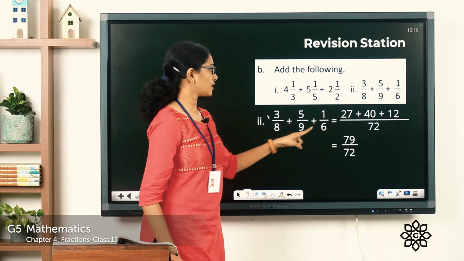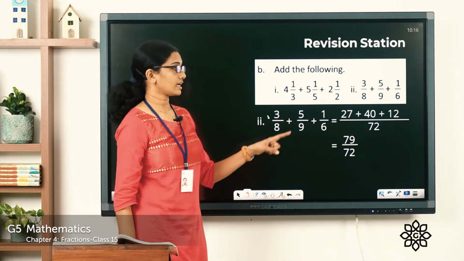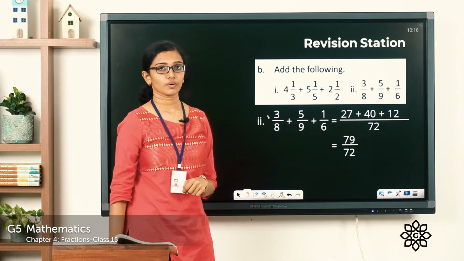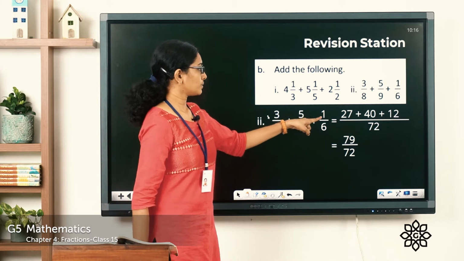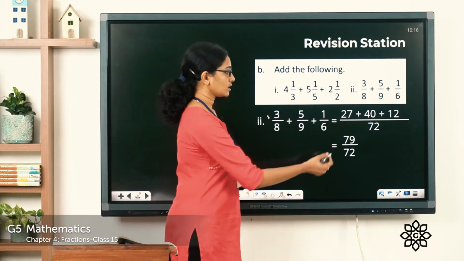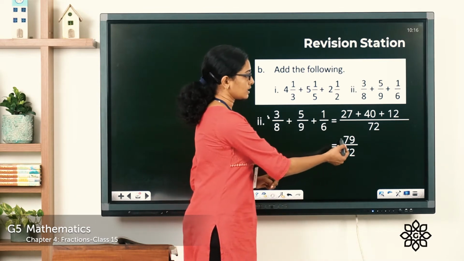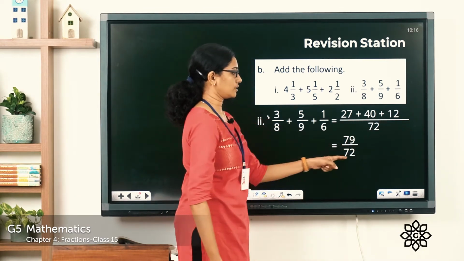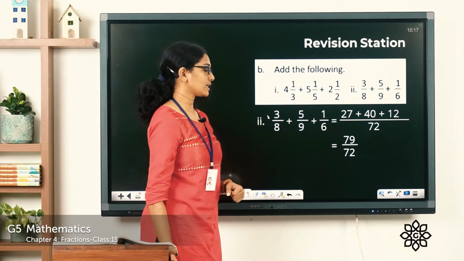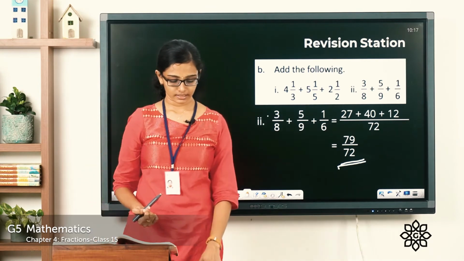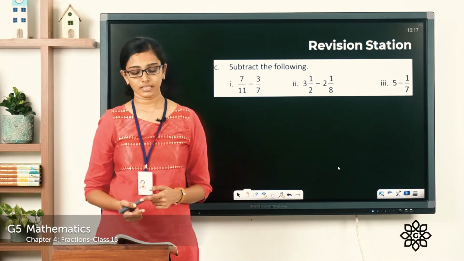Now 72 divided by 9 is equal to 8. 8 5s are 40. And 72 divided by 6 is equal to 12. 12 into 1 is equal to 12. So what is the final sum? Or the final fraction would be 27 plus 40 plus 12, 79 by the denominator, which is the LCM. It is 79 by 72. Hope you are clear with this. Now we'll see the next question.